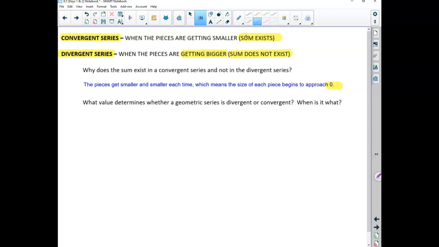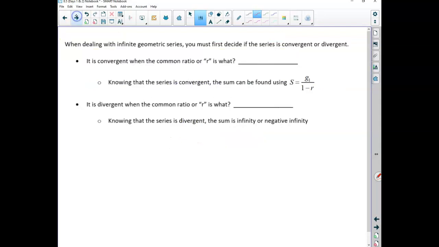Well, what value determines whether a geometric series is divergent or convergent? Did you put that together? Did you put together what it is? It is the ratio. That's what it is. It's our little r we're talking about in our series. So, when dealing with infinite geometric series, you must first decide if the series is convergent or divergent.